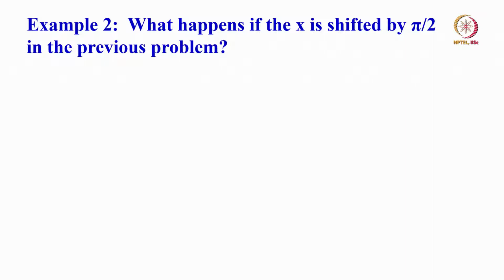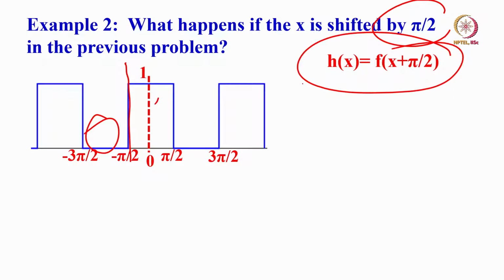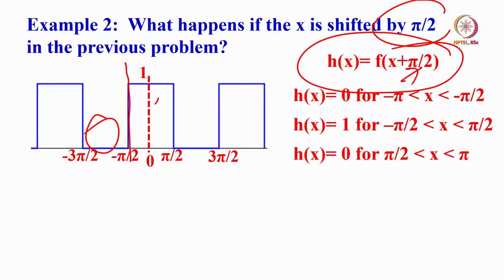Of course, what happens if I shift x in the function by pi by 2 in the previous problem? Earlier I took this as 0 and I knew this was 0 and this was 1, but now I have shifted by pi by 2. So I call this function h of x, which is equal to f of x plus pi by 2, shifted by pi by 2. So that means you can define the values for this.